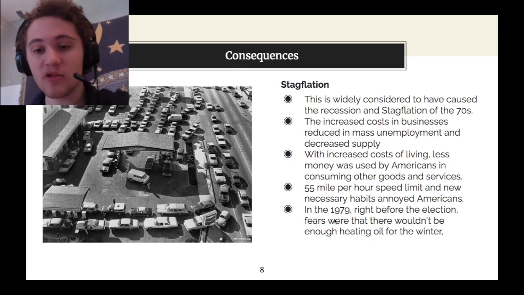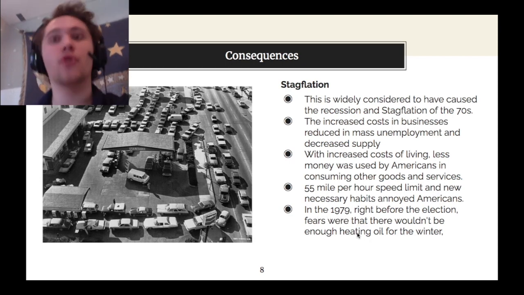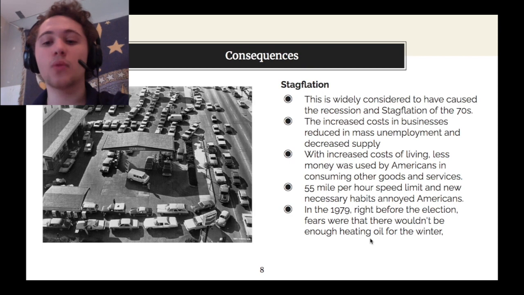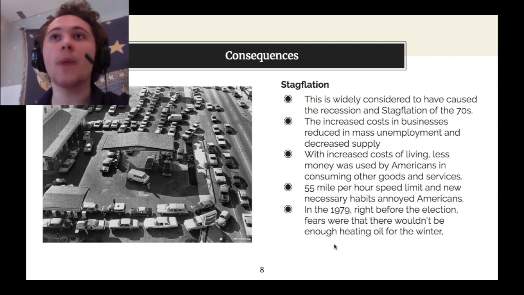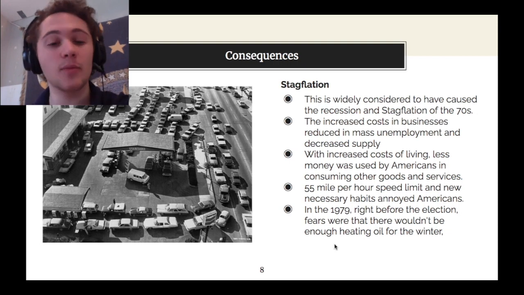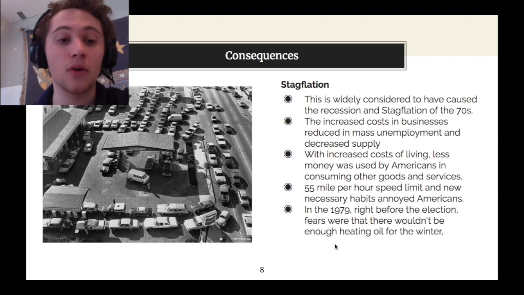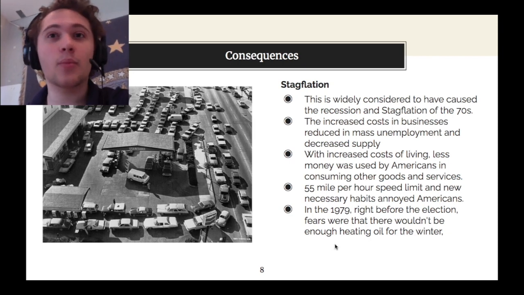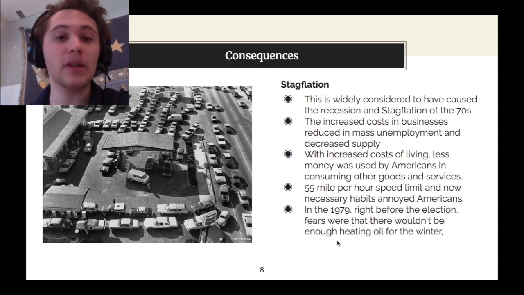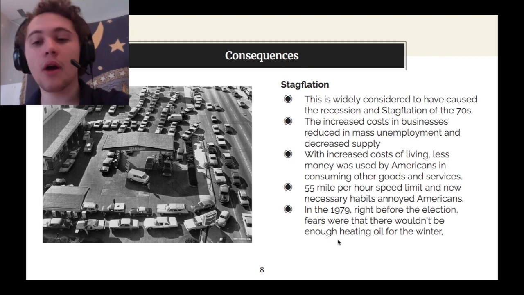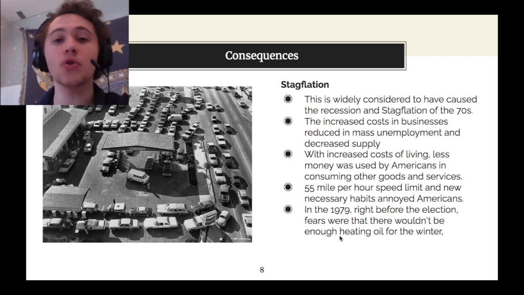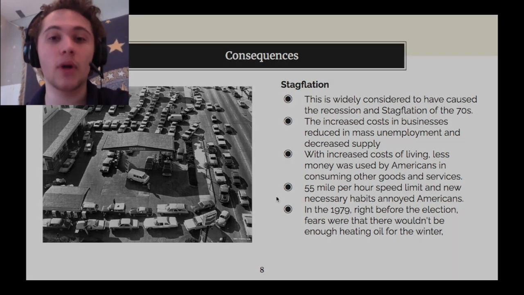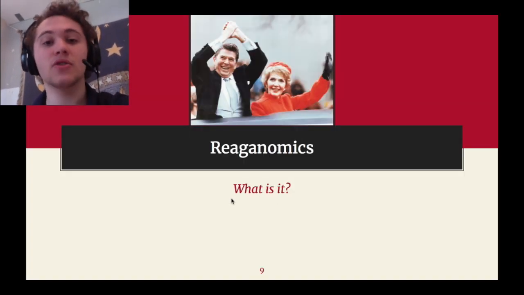So in 1979, right before the election, there were a lot of fears that there wouldn't be enough heating oil for the winter, and so people were scared. And right before the election, when Jimmy Carter was asking people to save on oil, to ration themselves on oil, he was offering a very depressive and very realistic view of what should happen. Ronald Reagan offered a very hopeful solution to the issue, and so people had a social reason to favor Ronald Reagan. And that takes us to Reaganomics.